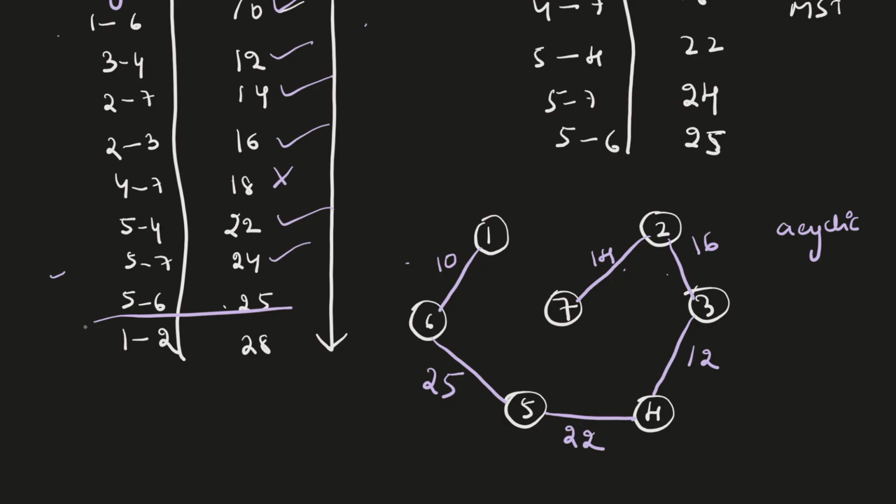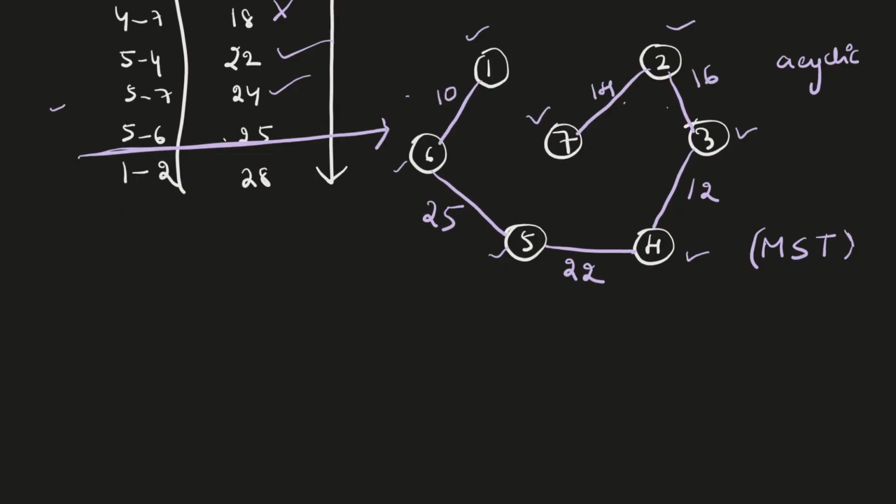So now you can stop your process at this place. The reason being, you have finished all the vertices. Like you have reached all the vertices. There is no vertex that is not reached. See, 1 is having an edge 6, 5 is having an edge, 4 is having an edge, 7 is having an edge, 2 is having, and also 3 is having an edge. So there is no vertex that is left out. So this would be our minimum spanning tree using Kruskal's algorithm.